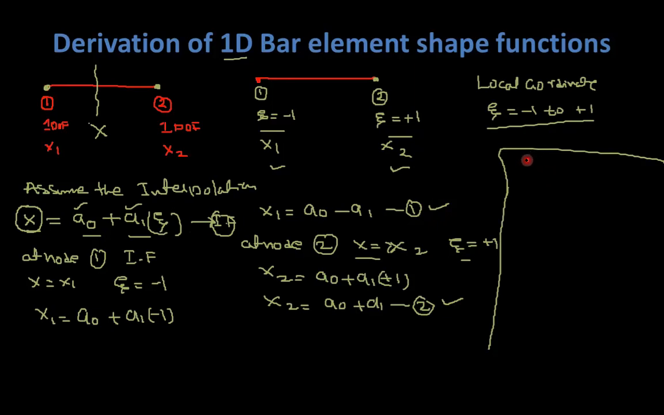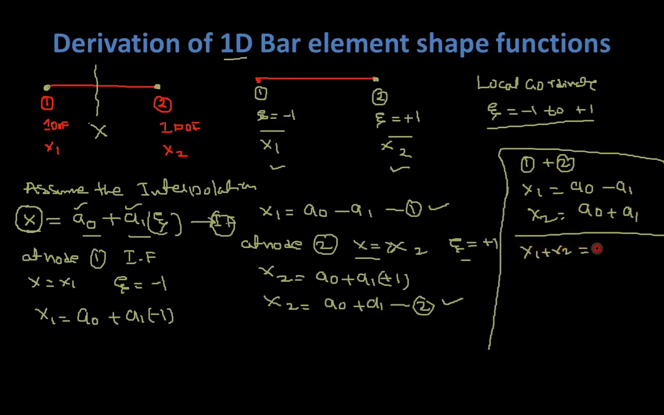Let us see equation 1 plus equation 2. Equation 1 is x1 equals a0 minus a1, and equation 2 is x2 equals a0 plus a1. If you add both equations, we can write x1 plus x2 equals 2 times a0, because minus a1 plus a1 get cancelled. From this, a0 can be defined as x1 plus x2 by 2. So this is the constant value of a0.